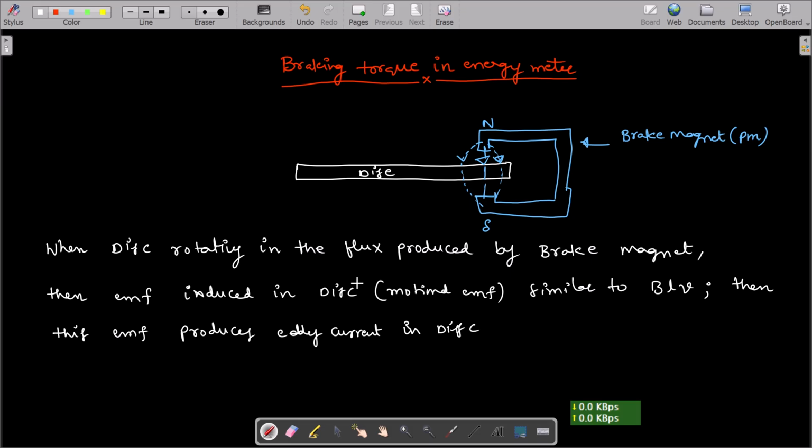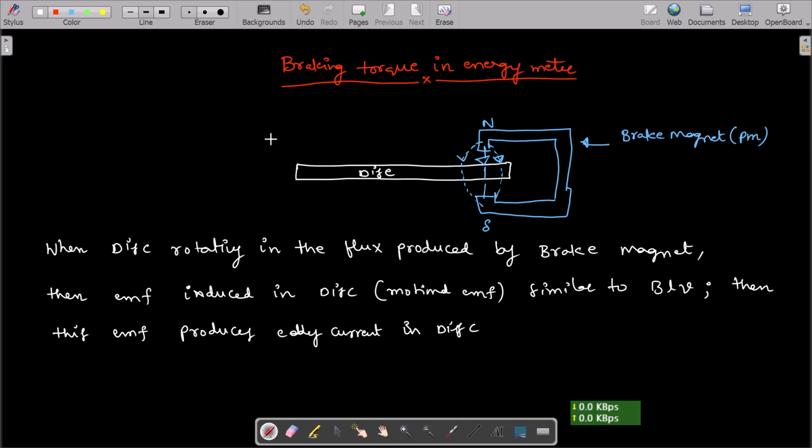Now what is happening is that this disc is going to have eddy currents because of this flux. Why are those eddy currents coming? Those eddy currents are coming because of the relative motion between the disc and this flux. Now, according to Lenz's law, what it says is that the effect will oppose the cause. So now these eddy currents induced in that disc will oppose the motion of that disc because of Lenz's law. So then the disc will stop. So there is an opposition to the disc.